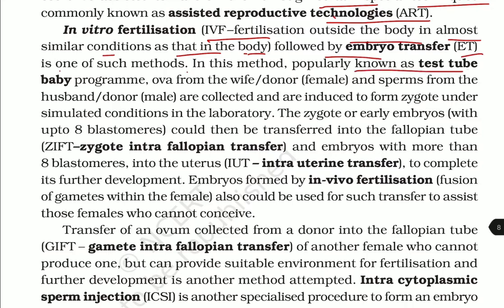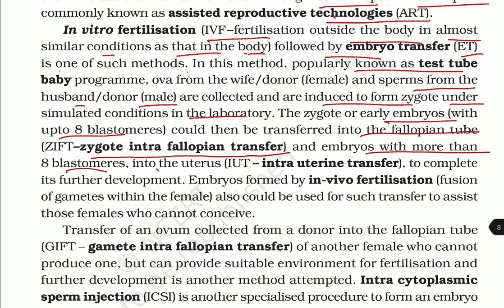In this method, popularly known as the test tube baby program, ova from the wife or a donor female and sperms from the husband or a donor male are collected and are induced to form a zygote under simulated conditions in the laboratory. The zygote or early embryos with up to 8 blastomeres could then be transferred into the fallopian tube, that is zygote intrafallopian transfer, ZIFT, and embryos with more than 8 blastomeres into the uterus, IUT, intrauterine transfer, to complete further development.